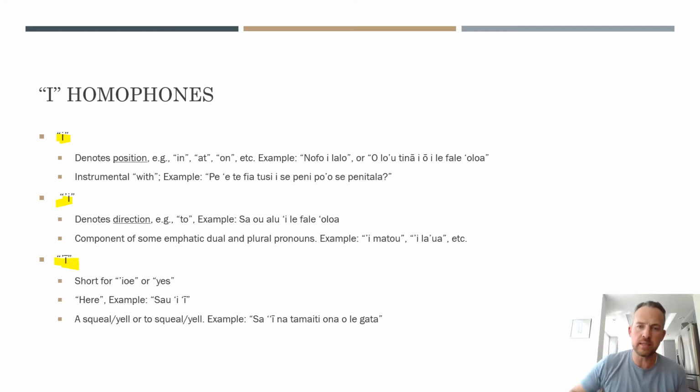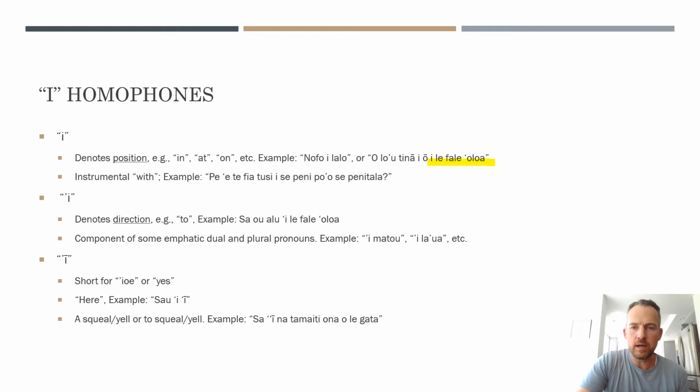Notice in the example above, I said i le faleoloa, and that meant my mom is at the store. So I didn't say my mom is going to the store or is on her way to the store. She's just there. Here, I'm saying i le faleoloa, and that's because I'm going to the store. So slightly different, but you can tell they're kind of related.